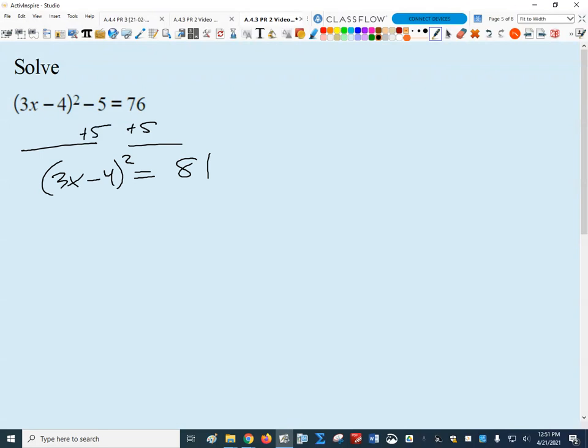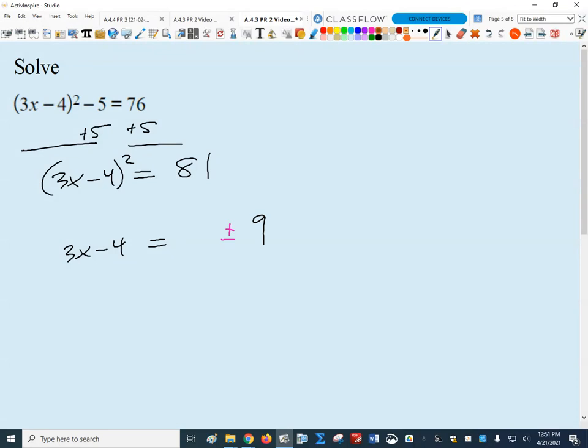Square root. Okay, I'm going to square root both sides. So that's going to give me 3x minus 4 equals, what's the first thing I write down? Plus or minus. And then the square root of 81 is, okay, good. Now, what are the last two steps in order to isolate that x? Okay, I'm going to add 4, right? So what about the adding 4 step?